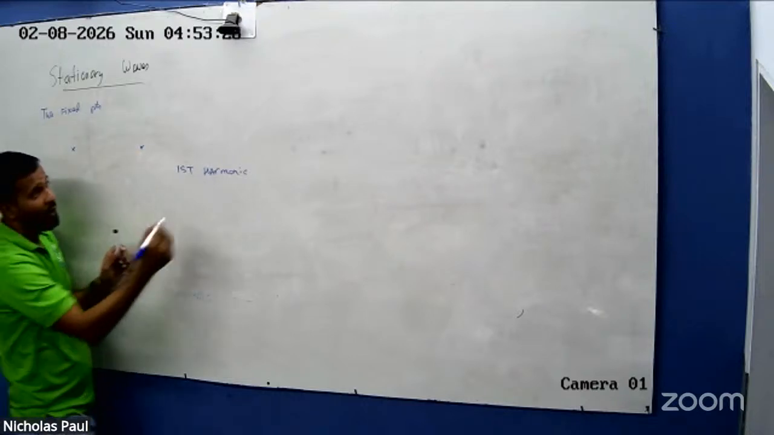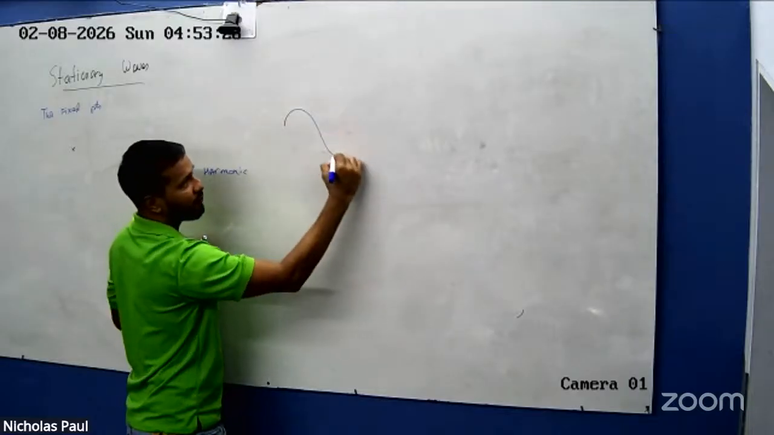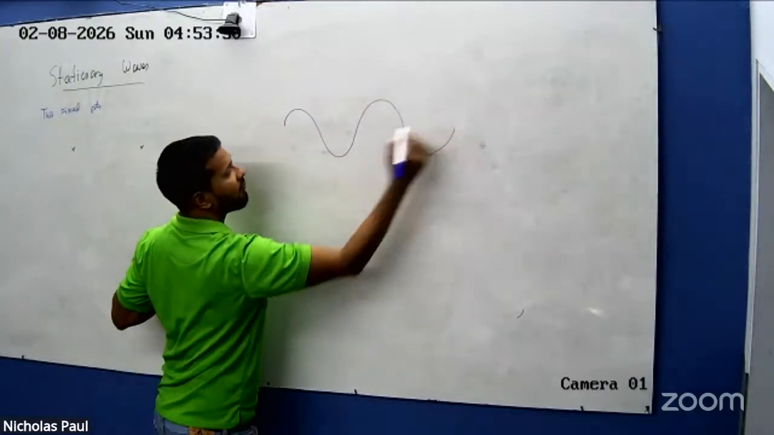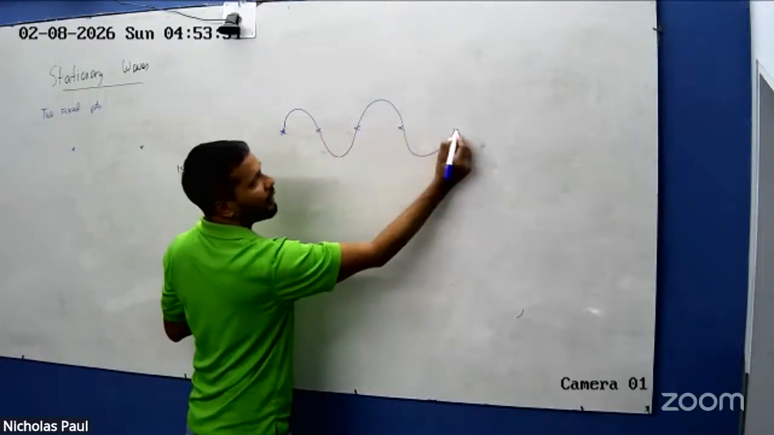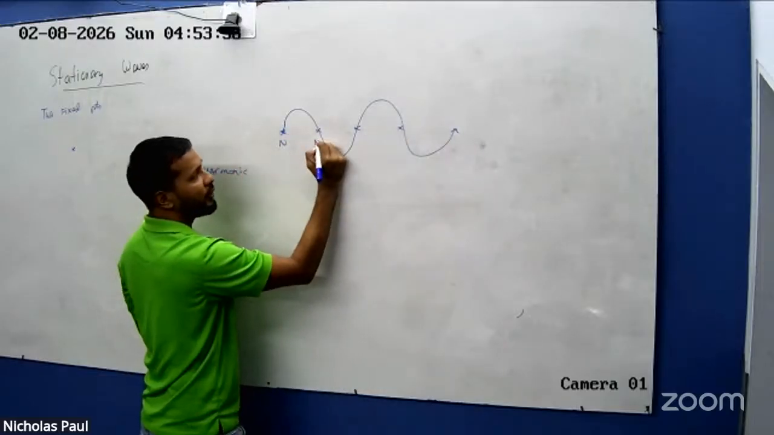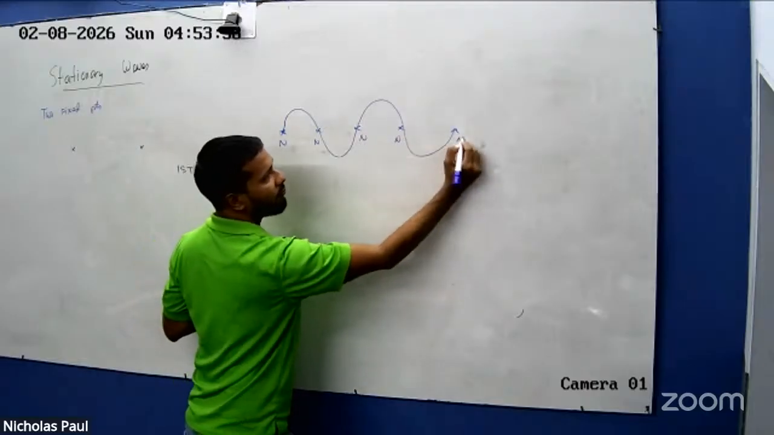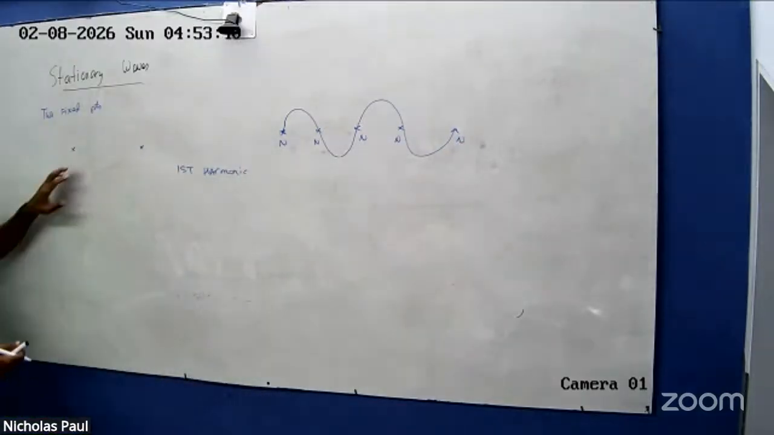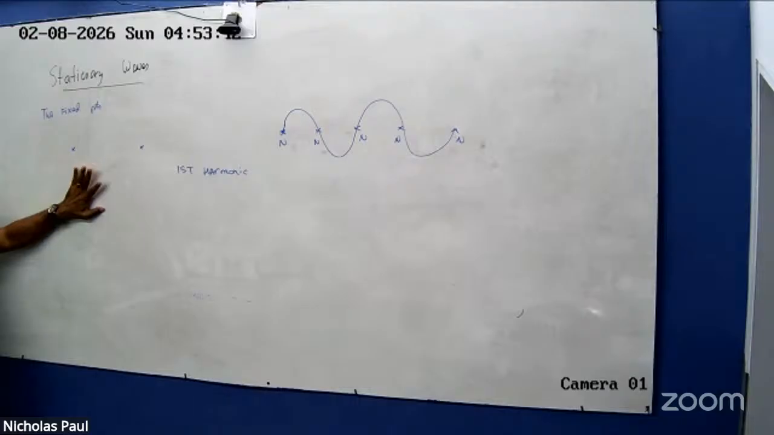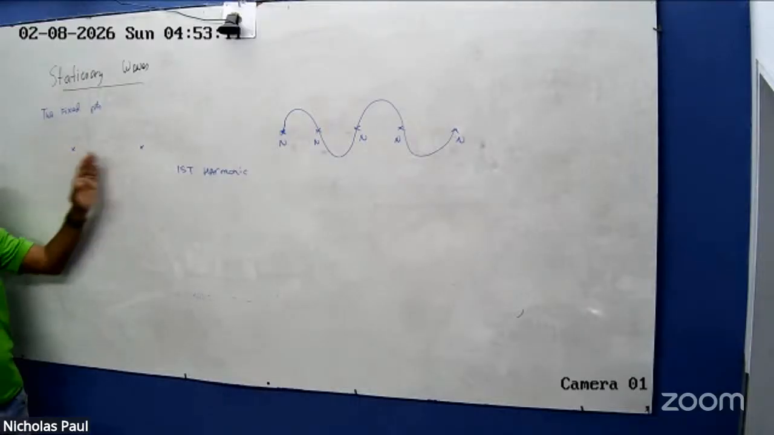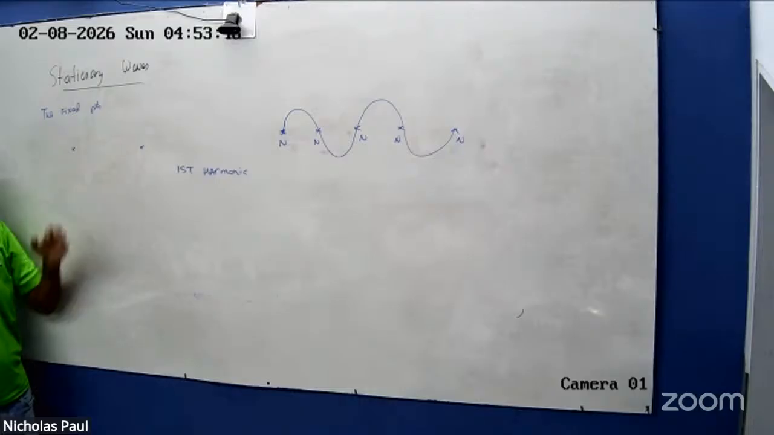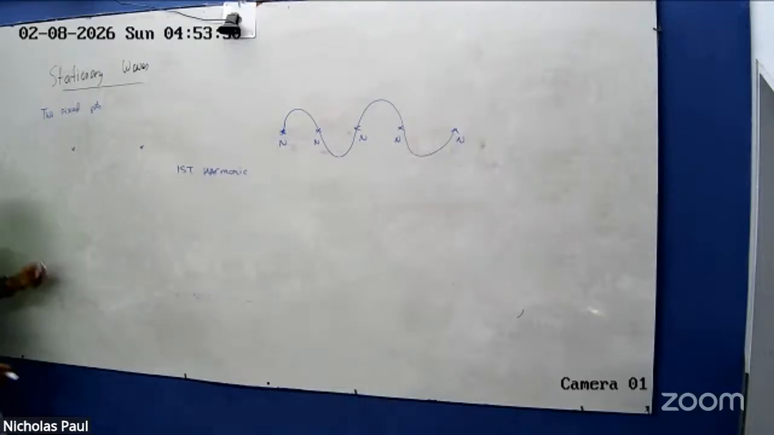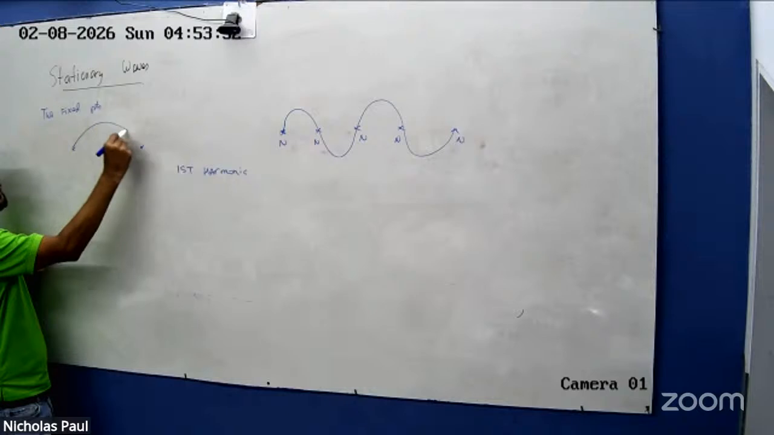I want you to remember this. Picture this wave here: here is a node, here is a node, node, node, node. We have all these nodes. Consider your first harmonic. Your first harmonic has a node here and a node here, and what's in the middle? Antinode. So how will a harmonic look? Node, antinode, node.